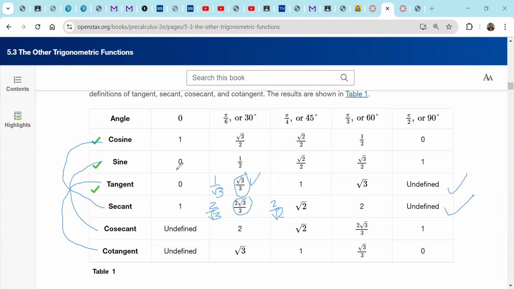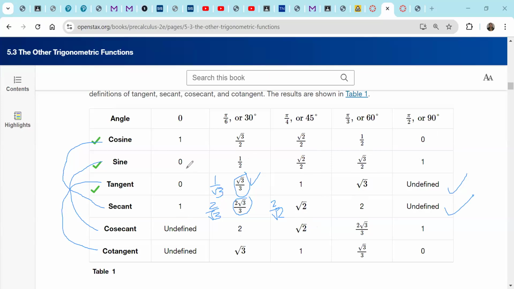Cosecant is the opposite of the sine. 1 over 0 is undefined. 1/2 will turn into 2 over 1. This will turn into 2 over square root 2, which is again rationalized to make square root 2. Square root 3 over 2 will become 2 over square root 3, and then you rationalize. And then you have 1 over 1, which stays as 1.